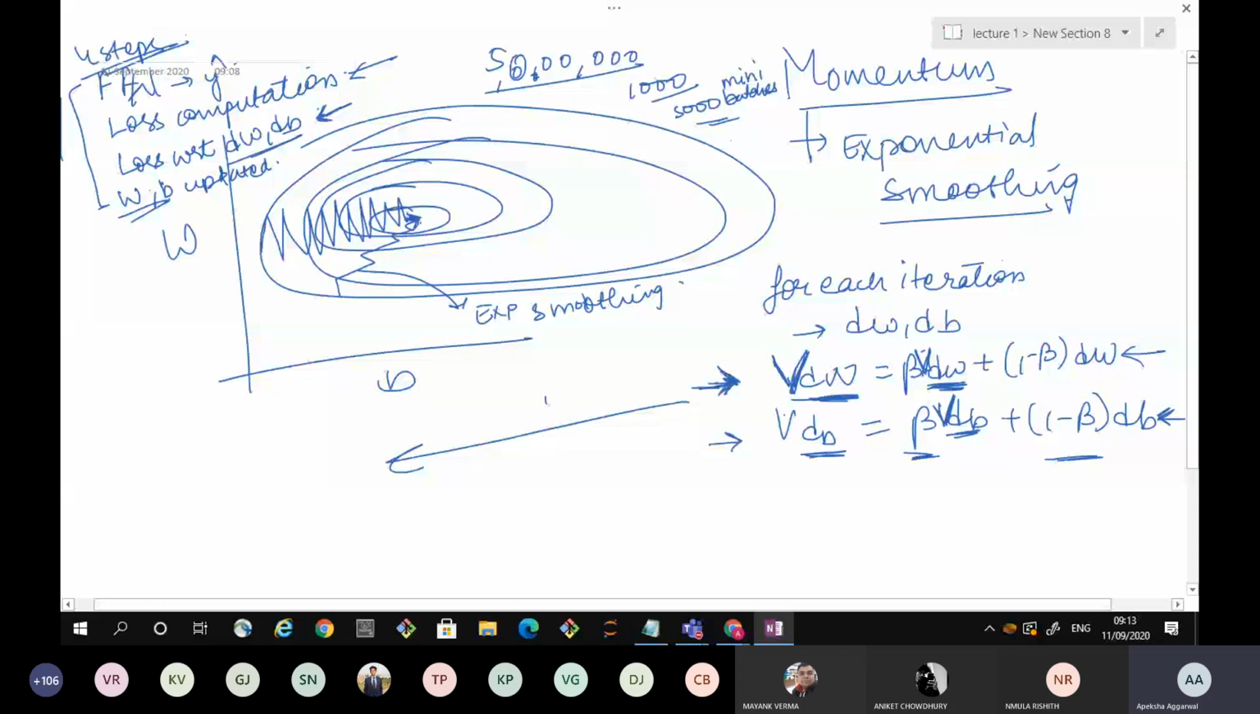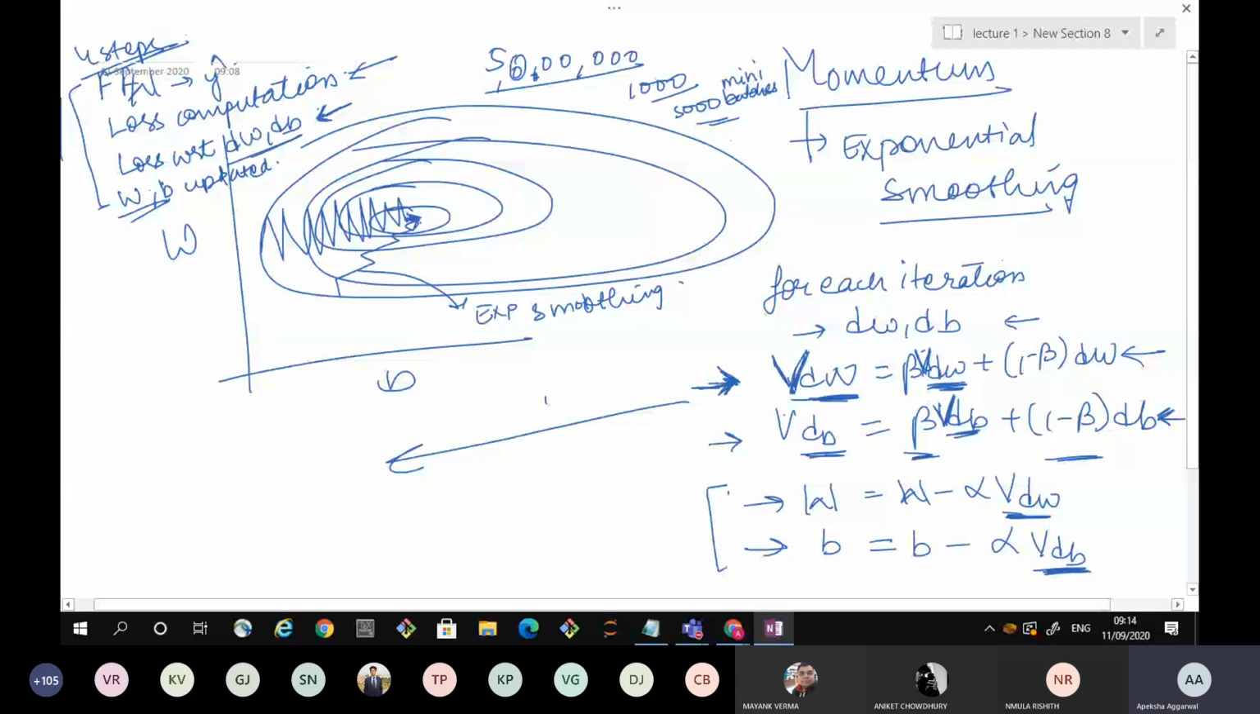So only 2 equations are added in the backward propagation step. Now we have computed this. We'll compute these 2, and instead of updating the weights simply, we will update it like this: w minus alpha v dw. Instead of writing dw over here, we are writing v dw. And similarly for b: b minus alpha v db. We know that updation of weights is like this, but instead of writing dw and db, we are writing vdw and vdb.